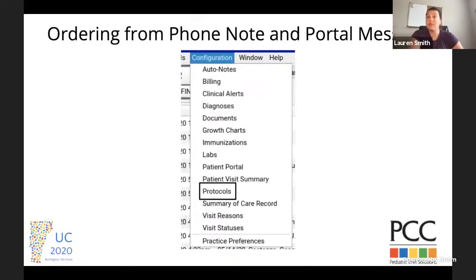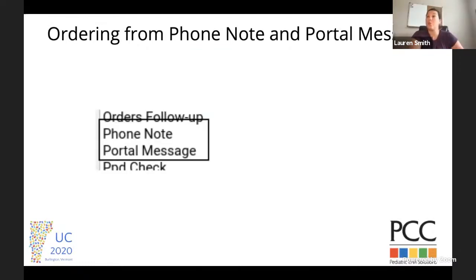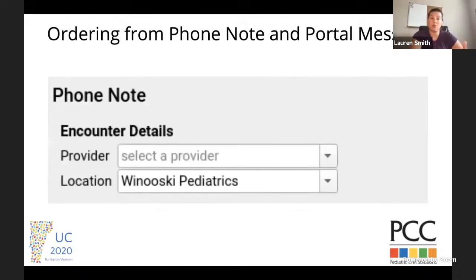So to get started, you need to edit your phone note and portal message protocols. And those are found under the configuration menu, under protocols. And you actually go into the protocol builder. They are in your protocol list. It's phone note and portal message. You can edit those, add in whichever order components you want. You can make them anchors if you wanted to. And from there, you are all set to create your phone note or portal message and get started.